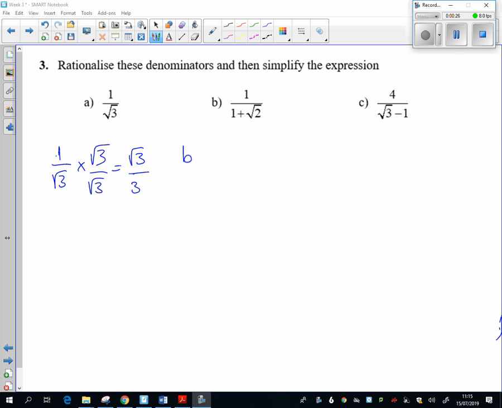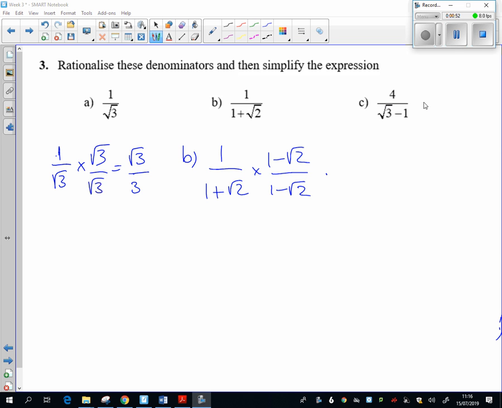So for ones like question B, when there's two terms, we need to multiply through by the same expression that you have in the denominator, but with the sign changed. And of course, we're not trying to change the value of the fraction, we're just finding an equivalent fraction. So you must multiply numerator and denominator by the same thing, and you must write that that's what you're doing. Okay, don't just write that you're multiplying by 1 minus root 2, because that's not correct.